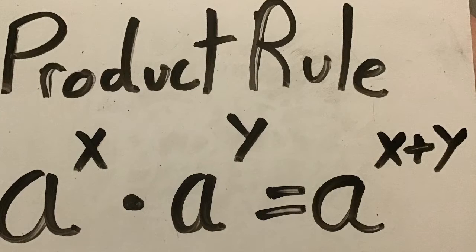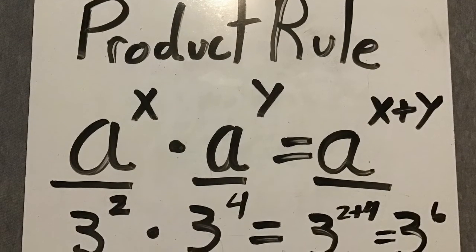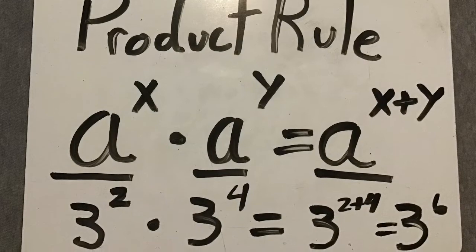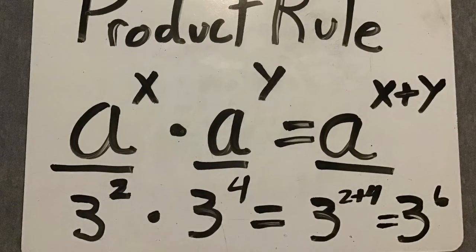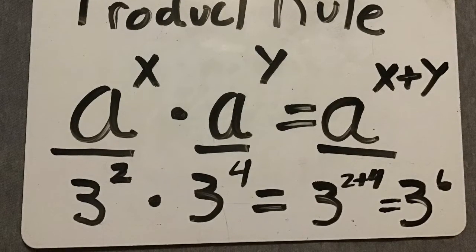The first exponent rule is the product rule. If we're multiplying two numbers that have the same base, what we're going to do is keep the base the same and add the exponents together. For example, 3 to the second power times 3 to the fourth power is going to equal 3 to the sixth power, because 2 plus 4 equals 6.